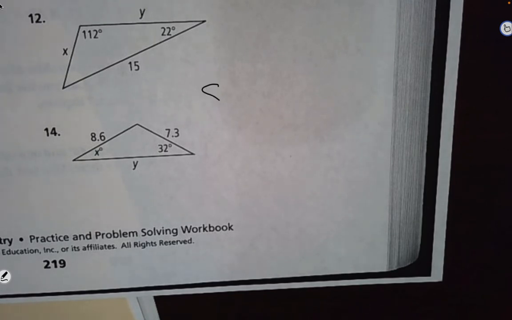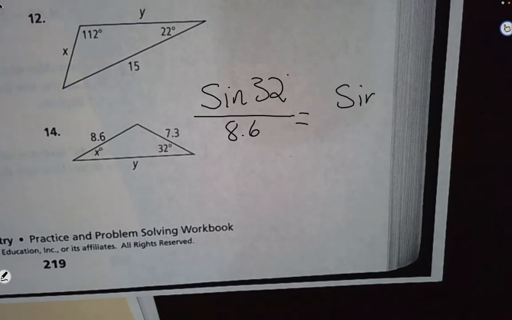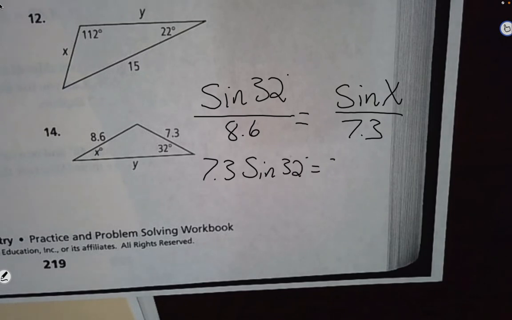Okay, sine of 32 over 8.6 equals the sine of x over 7.3. Is everybody okay with that? Everybody's good. Then you cross multiply.